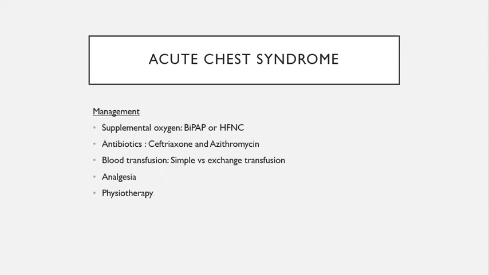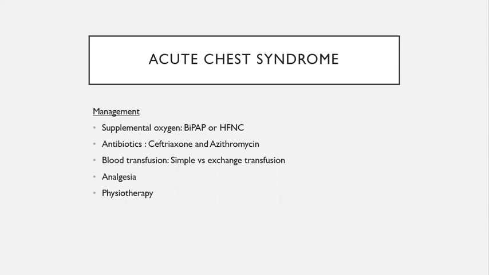In terms of the management of an acute chest syndrome, here we do give supplemental oxygen in the form of BiPAP or high-flow nasal cannula, antibiotics again to cover for those organisms, as well as azithromycin on top of your ceftriaxone to cover for atypicals, and blood transfusions, which we will talk about in the next slide.